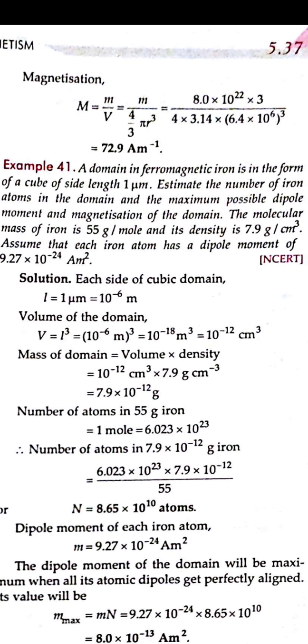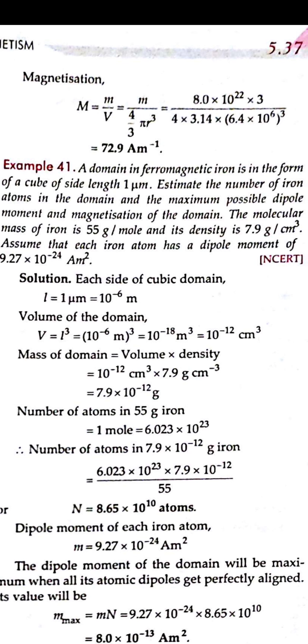Now see the next question, that is, a domain in a ferromagnetic iron is in the form of a cube of side length 1 micrometer. On changing it into meter, we will be multiplying it by 10 to the power minus 6, because micro level is always multiplied by 10 to the power minus 6, and milli range is changed by multiplying it by 10 to the power minus 3. So we have to find the number of iron atoms in the domain.